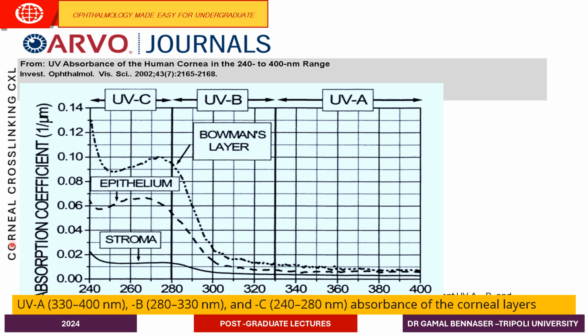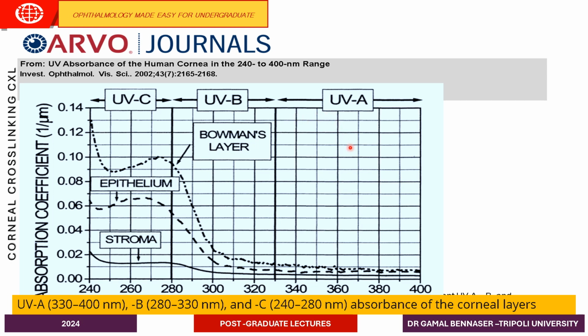They found that the absorption coefficient for the Bowman layer is the highest, followed by the epithelium, and finally by the stroma. So you can see that both the epithelium and the Bowman layer have the highest absorption coefficients, especially for ultraviolet C and ultraviolet B. However, the stroma has the least absorption coefficient and nearly equal absorption for the three types, ultraviolet A, B, and C.